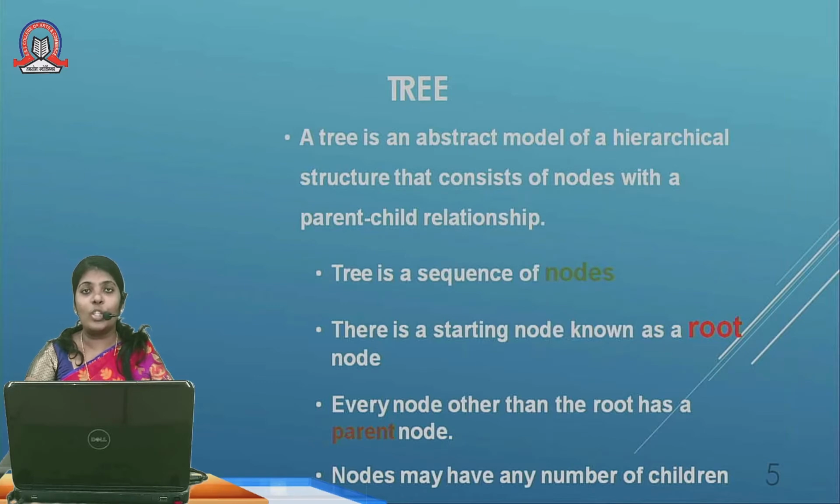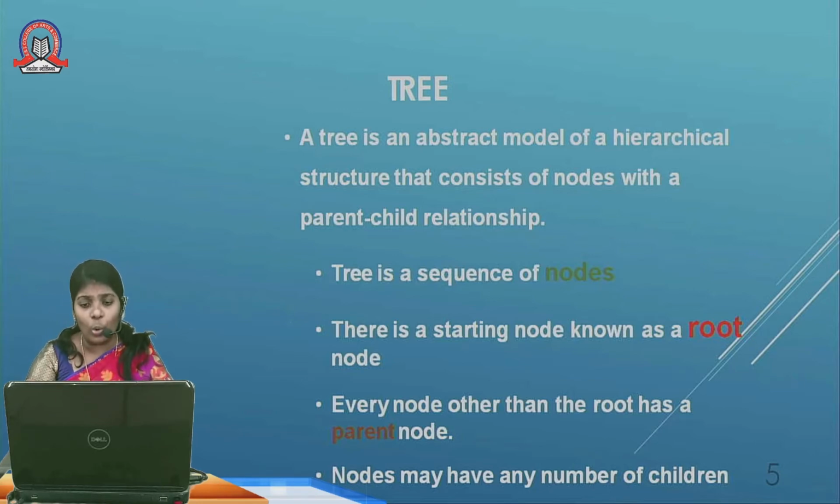Now we are going to see in detail about the tree. A tree is an abstract model of a hierarchical structure that consists of nodes with a parent-child relationship. A tree is a sequence of nodes. There is a starting node known as the root node. So we have the tree, and the starting node is known as the root node.